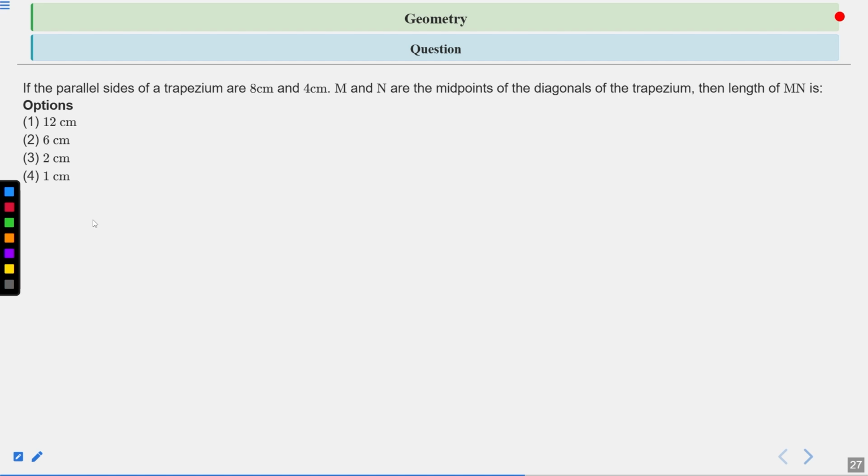If the parallel sides of a trapezium are 8 centimeter and 4 centimeter, and M and N are the midpoints of the diagonals of the trapezium, then the length of MN is? Now there are four options. First one is 12 centimeter, second is 6 centimeter, third one is 2 centimeter, and fourth one is 1 centimeter. Now you have 10 seconds to analyze the question. Your time starts now.